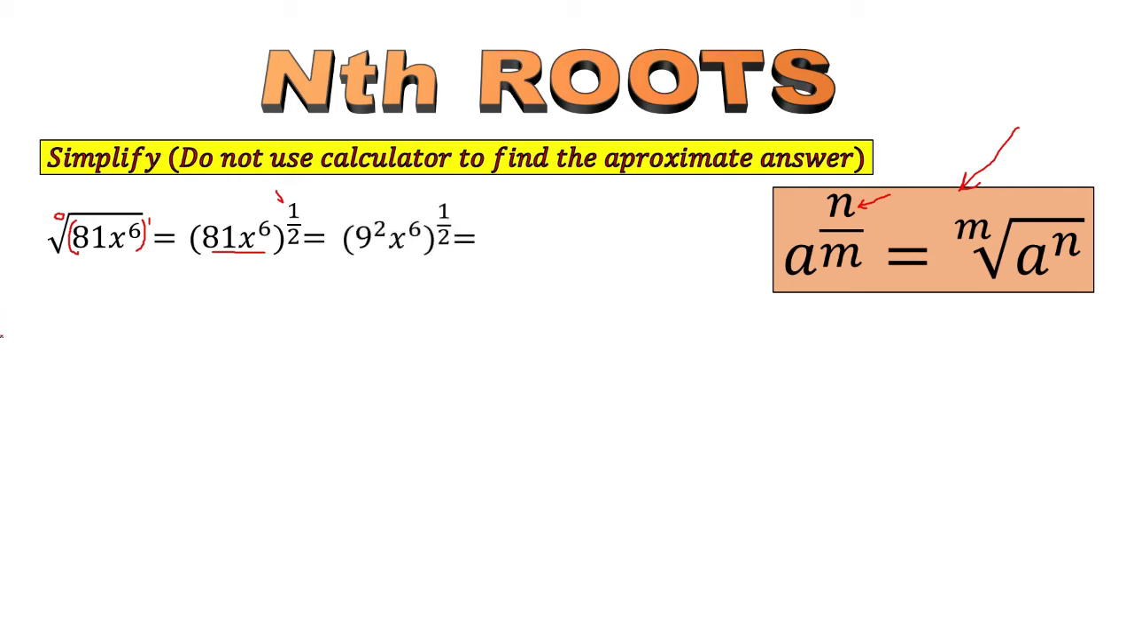Now, you can write 81. 81 is 9 times 9. Now, 81 is 9 squared, and an x, and now, using the property of power, you multiply the exponents. Now 2 times 1 is 2, 6 times 1 is 6, and now 2 divided by 2 is 1, the exponent of 9 is 1, and 6 divided by 2, the exponent is 3. And now, I write this one. And this is the final answer.